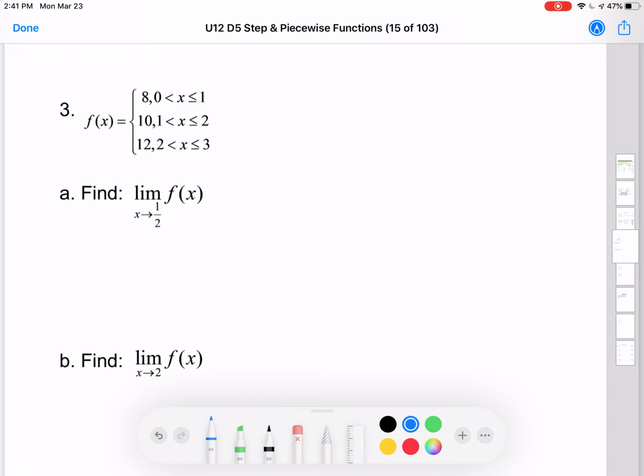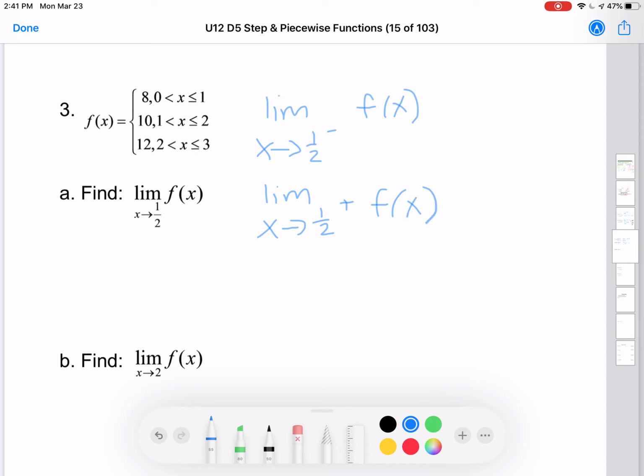Okay, next, fine. So I have several parts to this one. So we have part A, part B, and we're just going to use the same piecewise function. Okay, so let's take the limit of f of x as x approaches a half. So we separate it again. The limit as x approaches 1/2 from the left, and the limit as x approaches 1/2 from the right. Okay, so technically we should put the f of x on there.